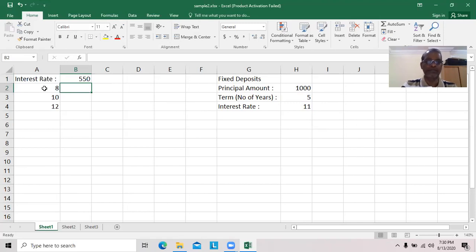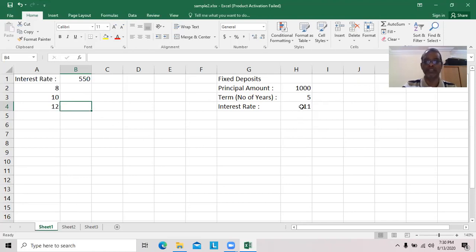Now our aim is that the interest rate should be different. We are having 8%, 10%, 12%. We found only for 11% interest. What interest will we get if we deposit 1000 rupees for 5 years, if we are giving 8% interest? Similarly, 10% interest as well as 12% interest.